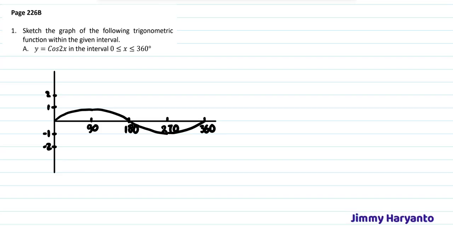Okay, next one is page 226B. You have to sketch the graph. So the first one is cos 2x. Cos 2x means a horizontal stretch by a scale factor of half. The black one is the original. Because we have to stretch it horizontally, that means we have to divide by 2. 90 divided by 2 is 45, and then you will jump 45 for each step. So you have 135, 225, and then 315.